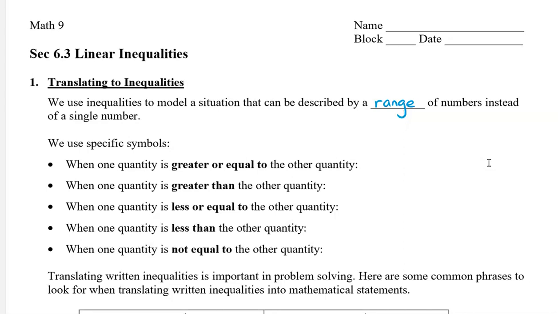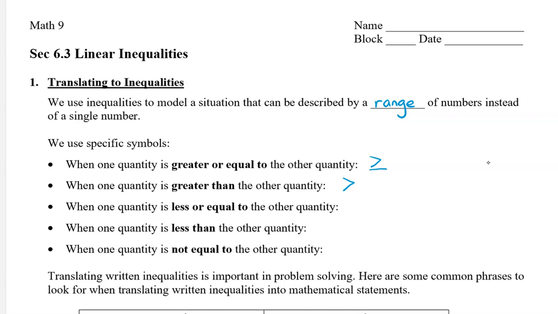When one quantity is greater than or equal to another quantity, we use the symbol that looks like this. Greater means that on the left side here, we have the bigger opening. So it's greater than or equal to. The line underneath shows that it's equal to. When one quantity is greater than the other quantity, we write just the greater than, but we don't include the line underneath.